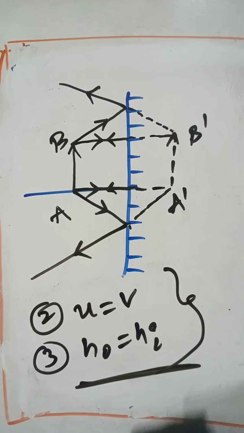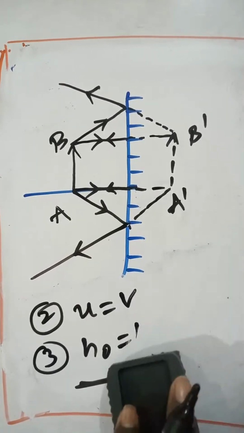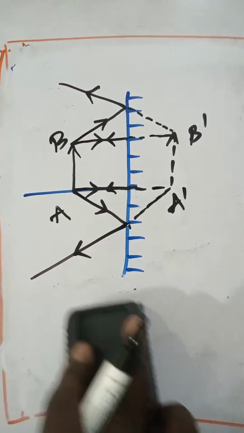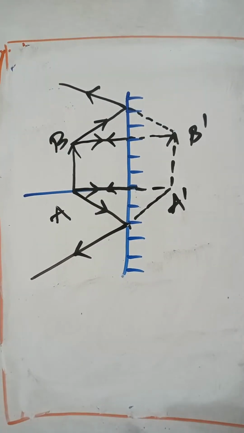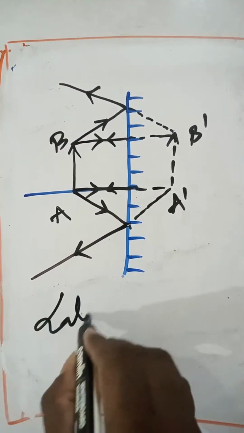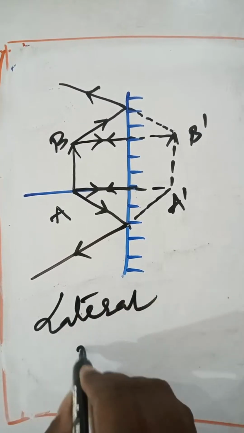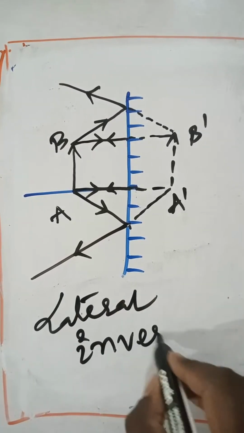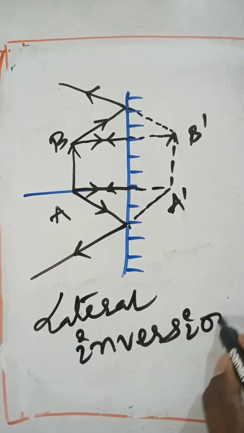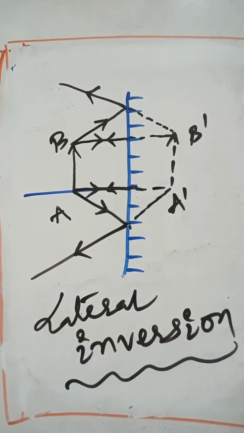And next one, it also shows lateral inversion. What is lateral inversion? The phenomenon where the left side of the object appears to be the right side of the image, and the right side of the object appears to be the left side of the image.